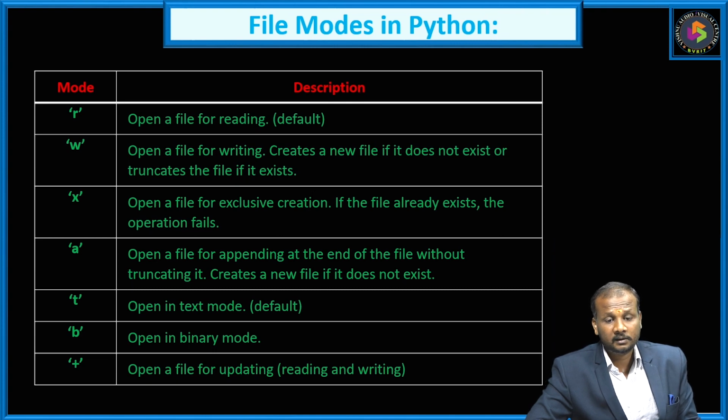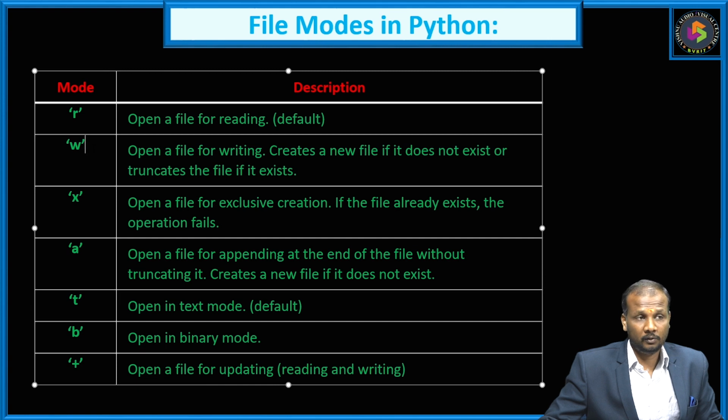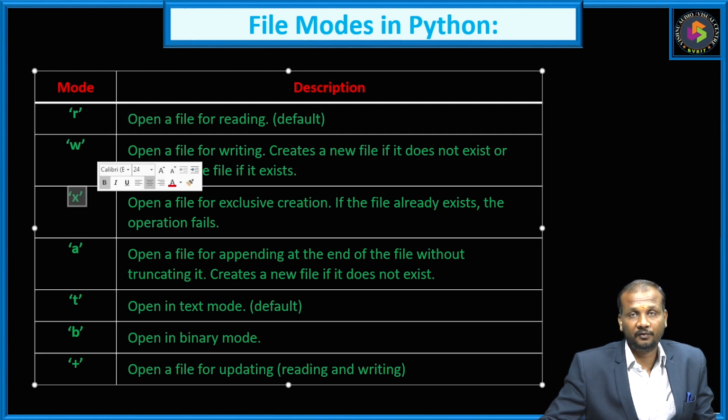What is r for? It is for reading. It is used for an already created file. Write operation is used to create a file; if the file does not exist, create a new file, otherwise open for file writing. This is the write operation. This x means exclusive creation. If the file already exists, the operation fails.